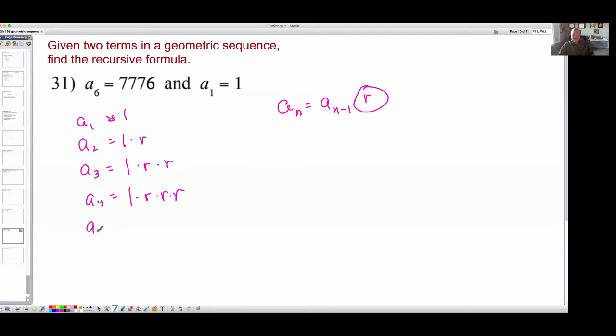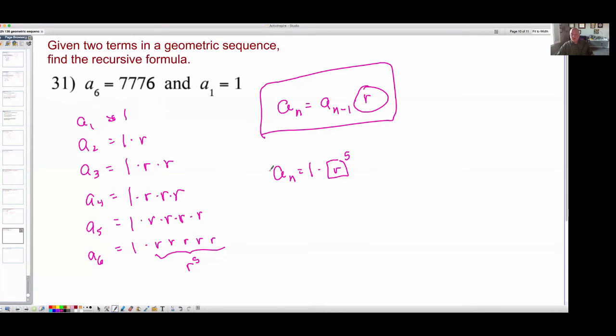A sub 5, I'm spelling it out here for you just to show where we're going with this, times r. And a sub 6 is equal to 1, my initial term, times r, times r, times r, times r, times r. This is r to the fifth power, or to the n minus 1 power. So the explicit form of this would be a sub n is equal to 1 times my common multiplier, r, whatever that is, to the fifth power. I don't know what r is. I want to write it in explicit form, but I don't know what r is.